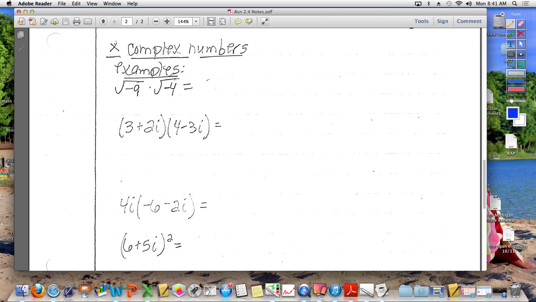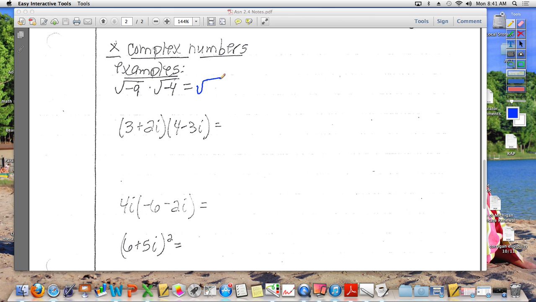Multiplying complex numbers. All right, examples. The square root of negative 9 times the square root of negative 4. So the square root of negative 9, some of you already know what that means. It's actually 3i, but I'm going to write out the steps because these are your notes, and I want you to be able to refer back to them. The square root of negative 9 really means the square root of 9 times the square root of negative 1. And we're going to multiply that by the square root of negative 4, which really means the square root of 4 times the square root of negative 1.